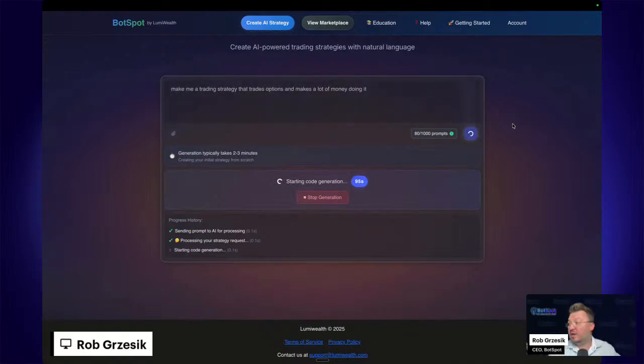This is obviously not my entire life savings I'm doing that with. I think that'd be pretty reckless. But for a $5,000 account, I don't mind doing a little bit of YOLO magic here.